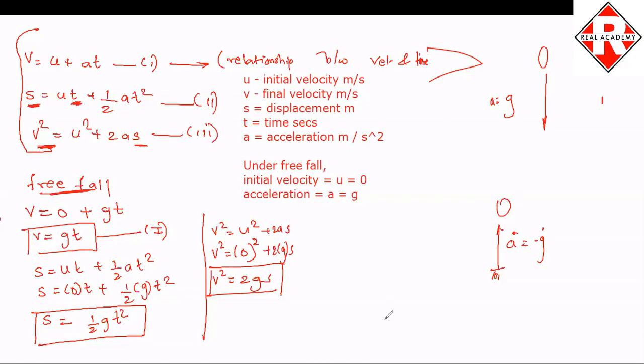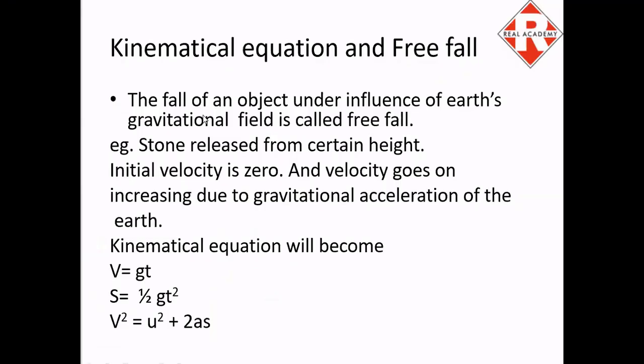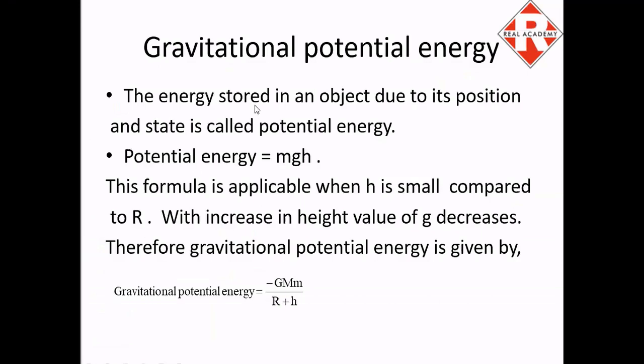So basically, what is a free fall? The free fall is when an object falls under the influence of Earth's gravitational field, only and only under the force of gravity, then only it is called a free fall. Okay. Now next one. Next is gravitational potential energy.